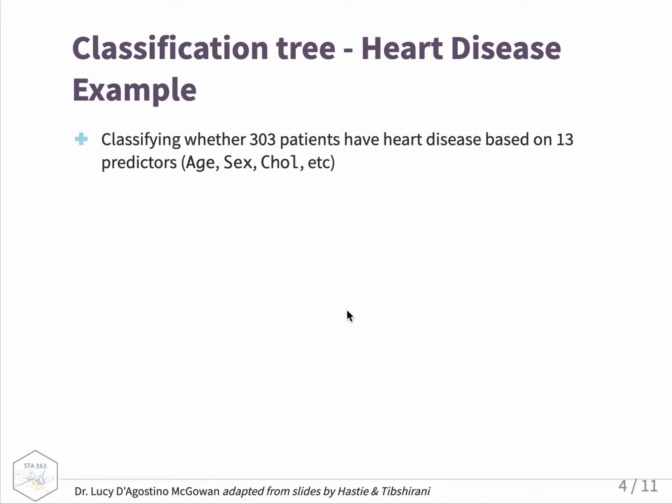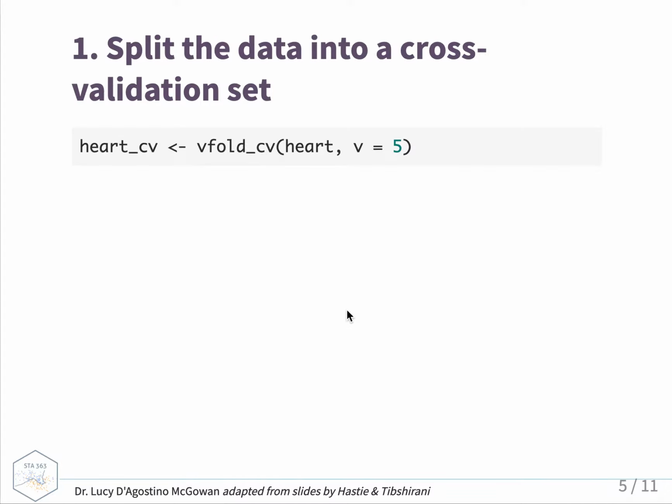So, for example, here, let's say I'm trying to classify whether or not someone has heart disease. I've got some data that consists of 303 patients, and we're classifying whether they have heart disease based on 13 predictors, including age, sex, cholesterol, things like that. Here are the steps that I would do to fit this classification tree. First, I would split the data into a cross-validation set. For example, here I'm doing 5-fold cross-validation. My data set is called heart, and I split it into those 5 folds.